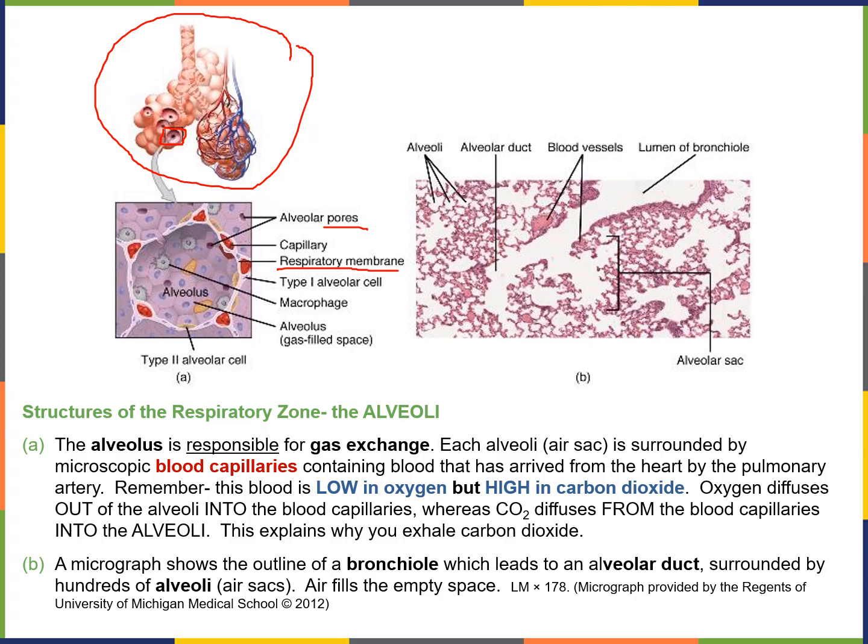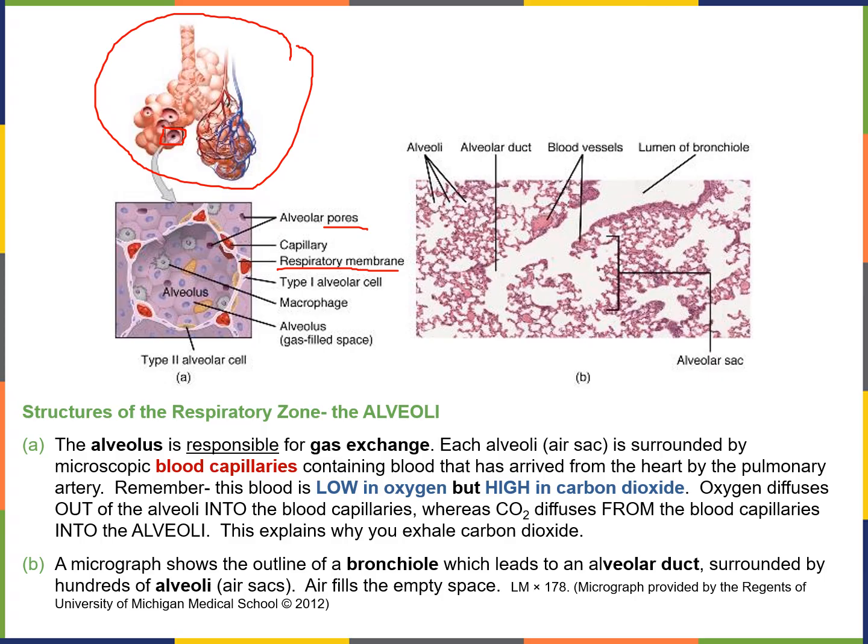Remember, capillaries are also one cell layer thick. They're made up of simple squamous epithelium, and the alveolus is also one cell layer thick, and it's made up of simple squamous epithelium. So that's the thinnest cell that we have in the body, but those two have to basically form the membrane to allow for the gas exchange.